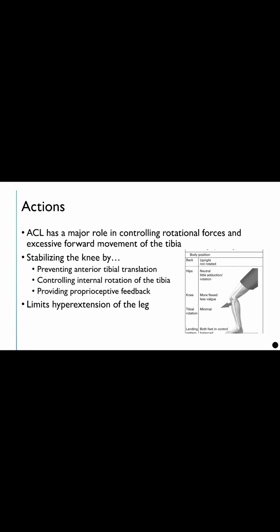In this image on the right, we have the body positioning of the back, upright and not rotated. The hips are neutral with little adduction/rotation. The knee is more flexed, less valgus. The tibial rotation is minimal, and the landing pattern has both feet in control and balanced.